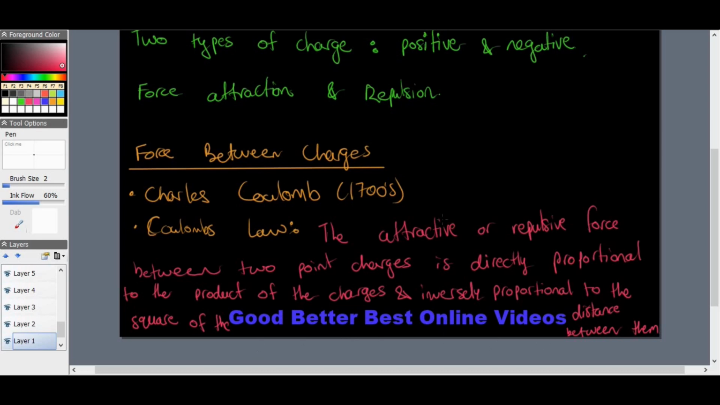So let me read that again for everybody so we can all understand. The attractive or repulsive force between two point charges is directly proportional to the product of the charges and inversely proportional to the square of the distance between them. Another way to say that is that the electrostatic force between two point charges, which we know can either be attractive or repulsive, is directly proportional to the product of the charges and inversely proportional to the distance between them squared. We can obviously rearrange some of those words using our English lingo.